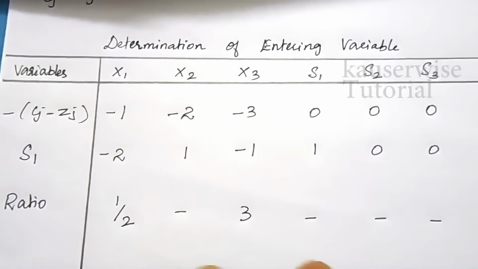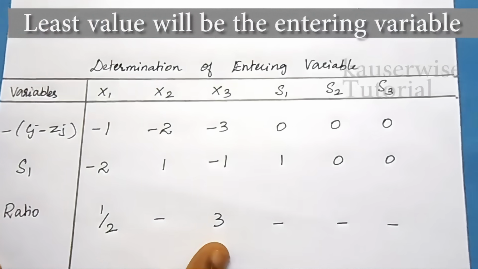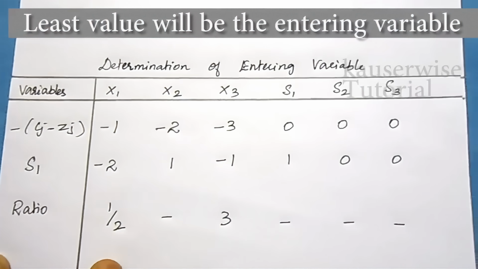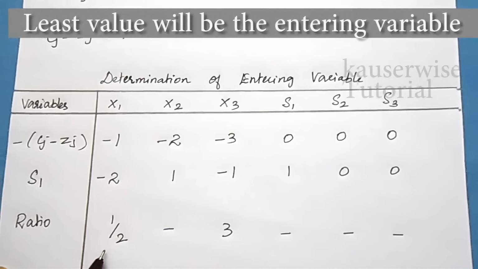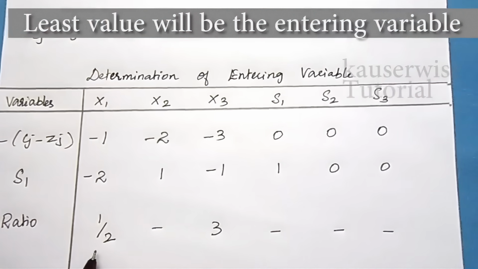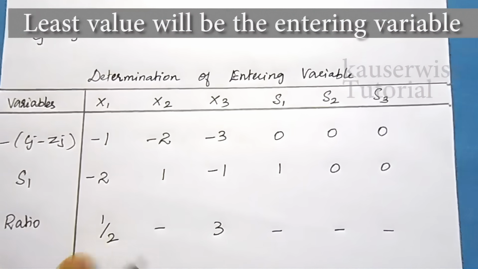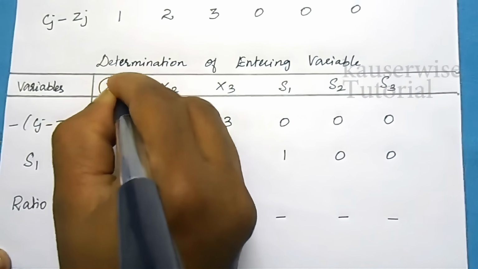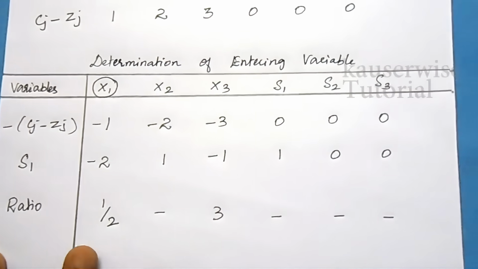Okay, now we have got the ratio for x1 and x3. After finding the ratios, now we need to find the least value. So which one is the smallest value? 1 by 2 or 3? 1 by 2 is the smallest value. So this will be the entering variable. So x1 is the entering variable. Okay, we have got the leaving variable as well as the entering variable.